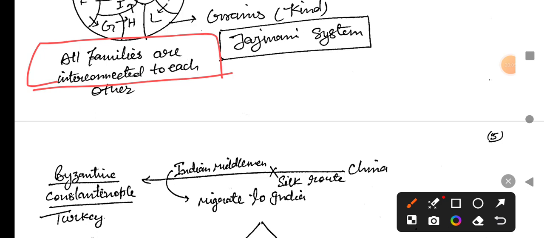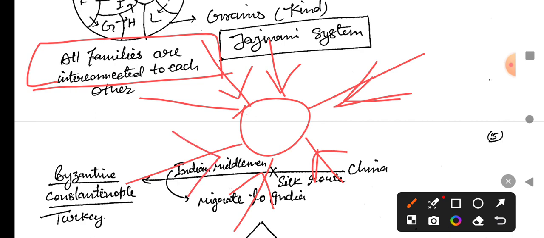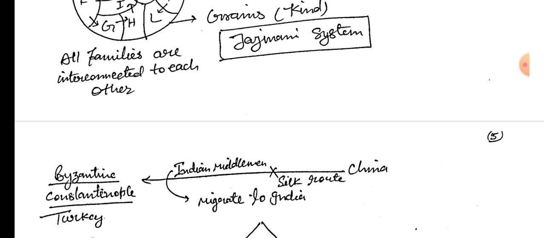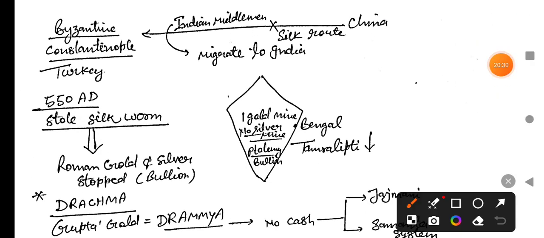The Jajmani system is simply one centralized individual, with various types of jatis and various types of work. Individuals go to this individual or king, whose prestige and life depend on the work of these other individuals.